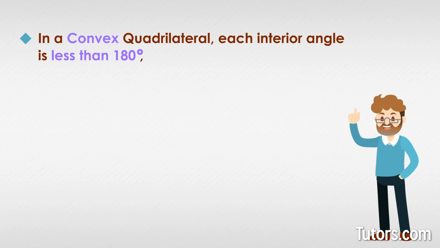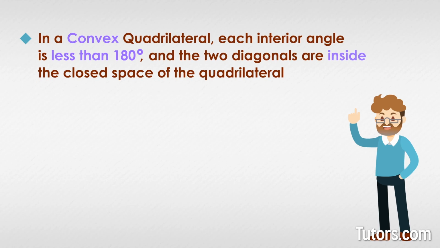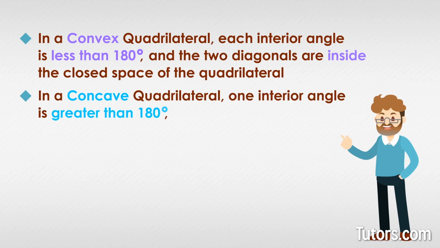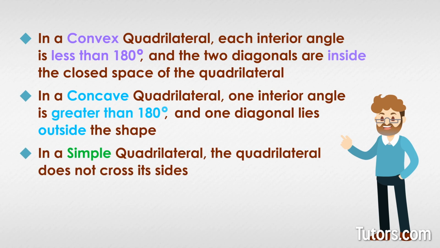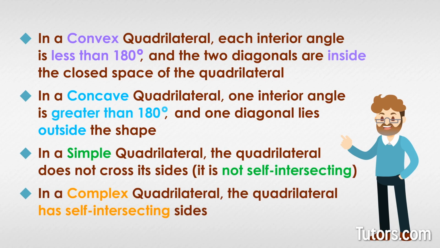1. In a convex quadrilateral, each interior angle is less than 180 degrees, and the 2 diagonals are inside the closed space of the quadrilateral. 2. In a concave quadrilateral, one interior angle is greater than 180 degrees, and one diagonal lies outside the shape. 3. In a simple quadrilateral, the quadrilateral does not cross its sides. It is not self-intersecting. 4. In a complex quadrilateral, the quadrilateral has self-intersecting sides.